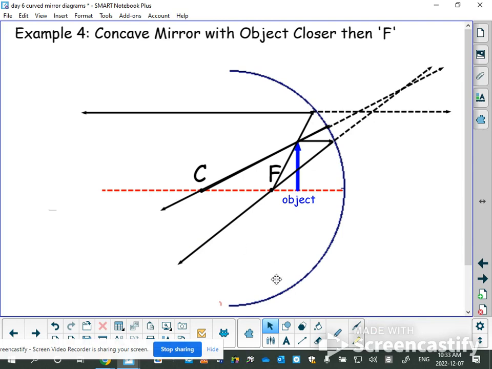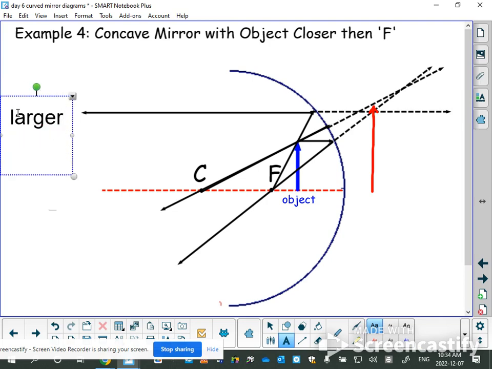And I'm going to draw in my image. Again, where they meet is going to be the top of my image. So there is the top of my image right there, right? And now it's above the principal axis, so I will draw it above the principal axis. And now all of a sudden I get an upright image. So now it is larger. It is upright, right? Not upside down or inverted anymore.